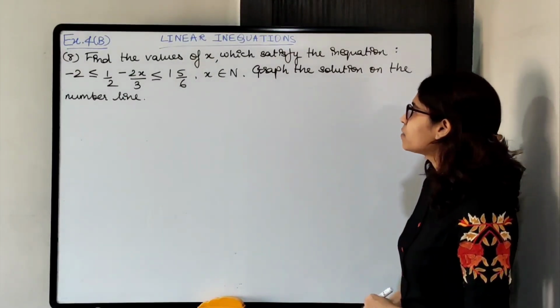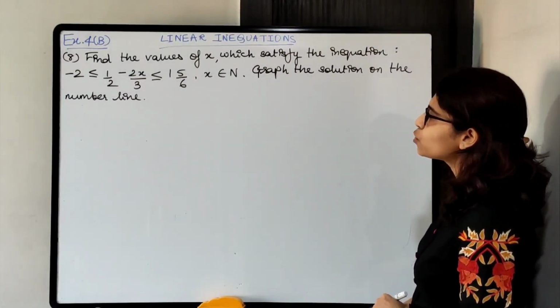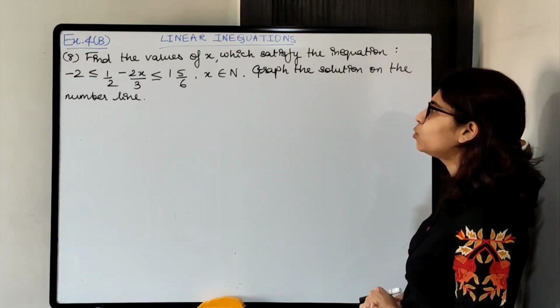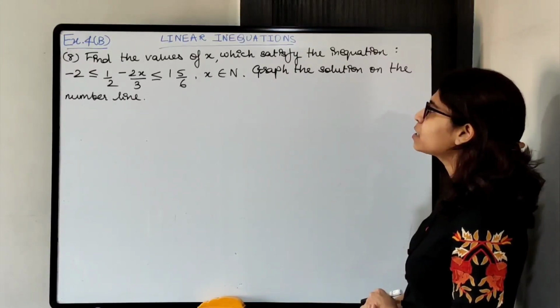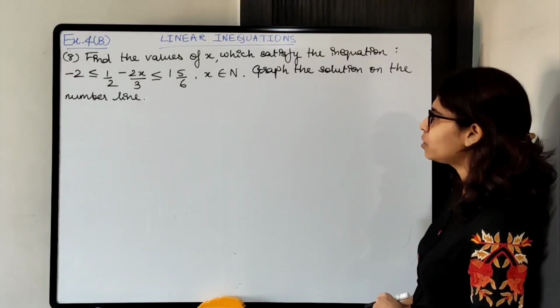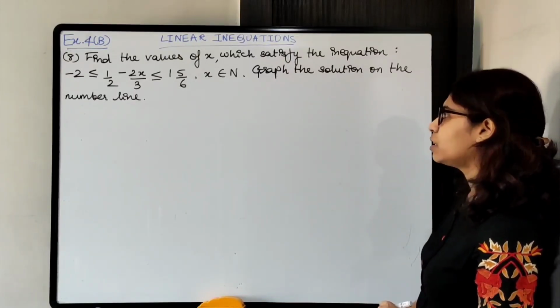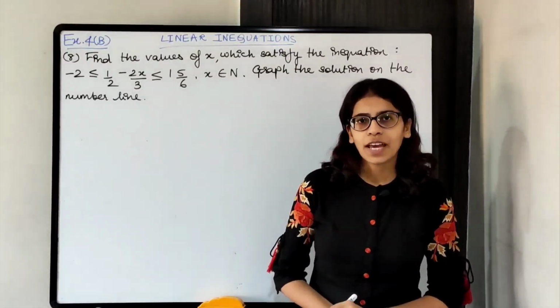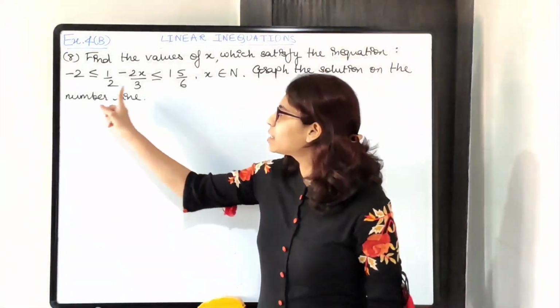Moving on to next question, question number 8. Find the values of x which satisfy the inequation -2 ≤ 1/2 - 2x/3 ≤ 1 5/6, where x belongs to N, that is set of natural numbers. Graph the solution on the number line. We have to find the values of x by solving this inequation.